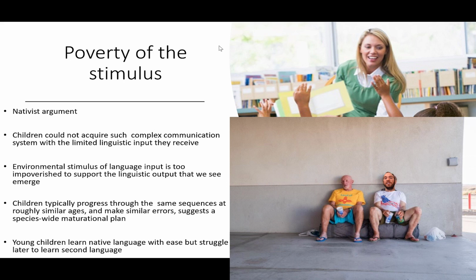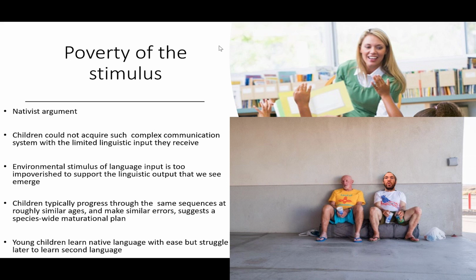So the idea here, again, this is a nature argument. This is a biological, innate process or a species-wide maturation plan. And the evidence for this is that when children are learning languages, they simply do not receive enough linguistic input to produce the complex communication that they're capable of. For example, parents do not sit around and read the dictionary to the child, and that would not even truly reflect the complexity of language anyway, because you can make infinite sentences. So there's just simply no way that there are enough environmental inputs to reinforce the acquisition of language.